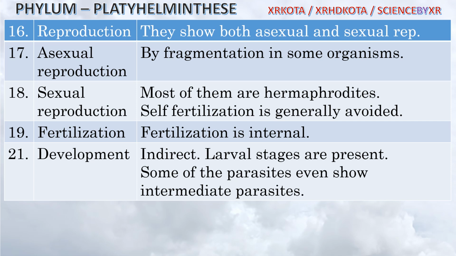Fertilization is internal. Larval stages are present. So the development is indirect. Generally, the larval stages even show an intermediate host. Okay? Intermediate host, sorry, not larva, intermediate host. So that before entering into the real host, it has to pass through an intermediate host.